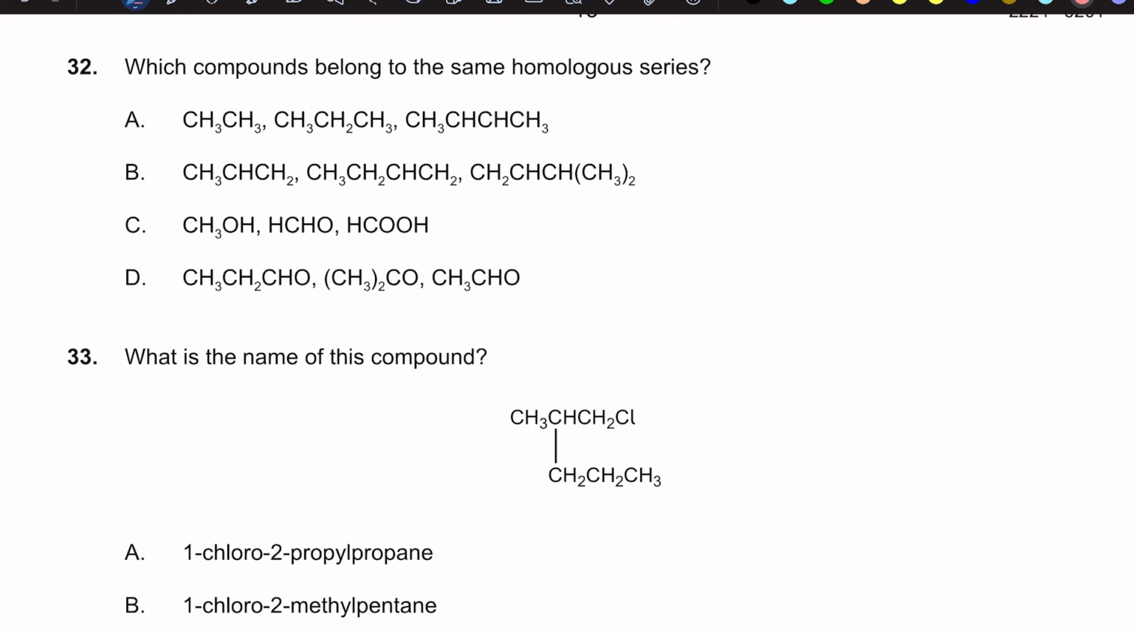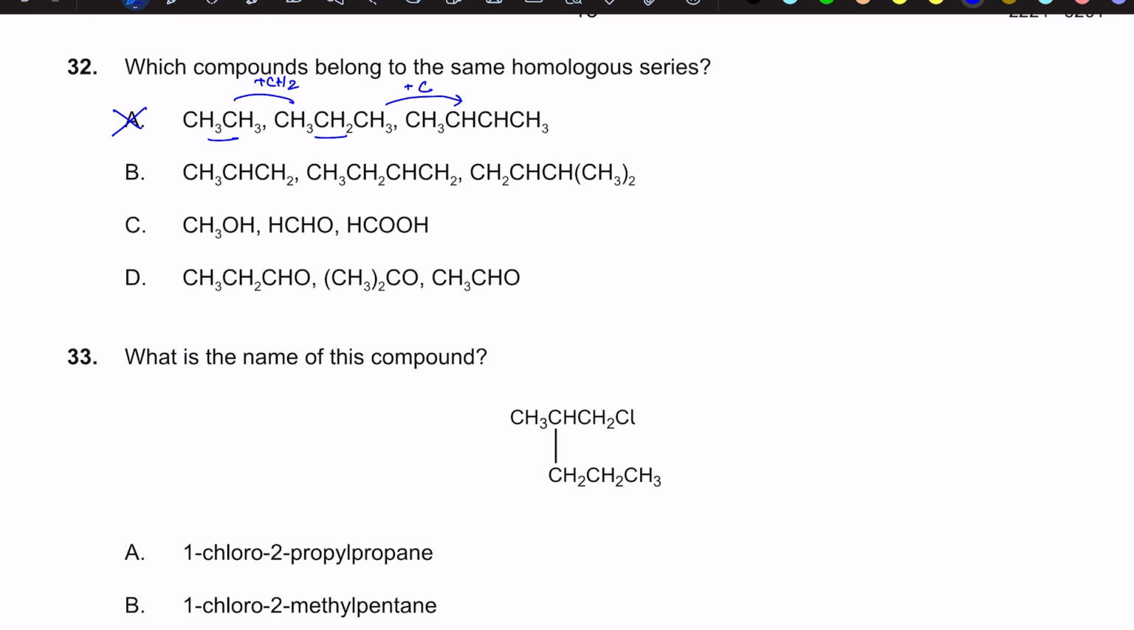Moving to the next question, we have to find out which compounds belong to the same homologous series. Same homologous series means the difference between the compounds should be CH2 only, and the functional group should be the same. Here these two are alkanes, but there is an alkene, so A is not part of the same homologous series. Here the difference is just of a carbon atom, so this is not a homologous series.